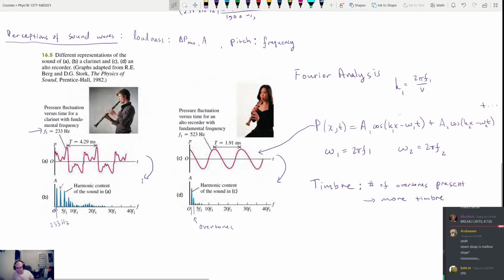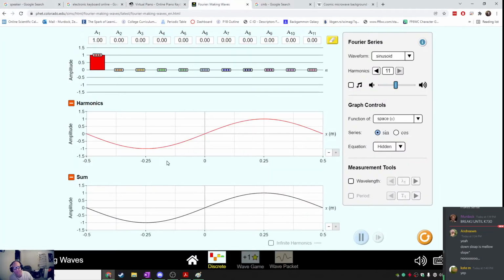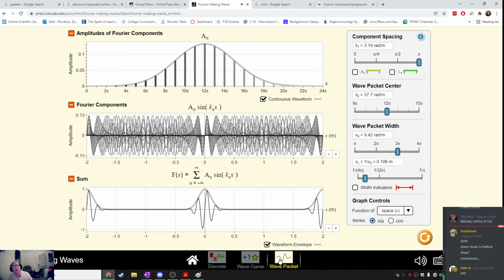Okay. Now, another thing we can do, I didn't mess with this in my other class, but we have a little bit of extra time here, so we're going to try to do this. This is on the PhET website. It's called Fourier: Making Waves. What is this one?